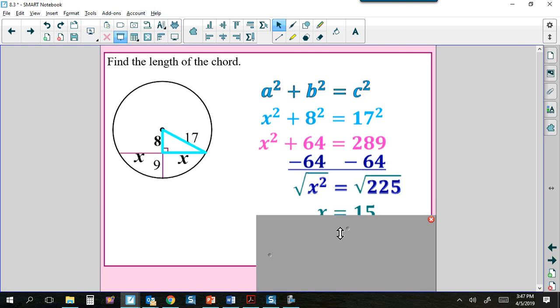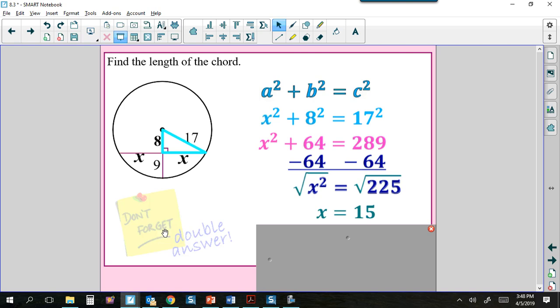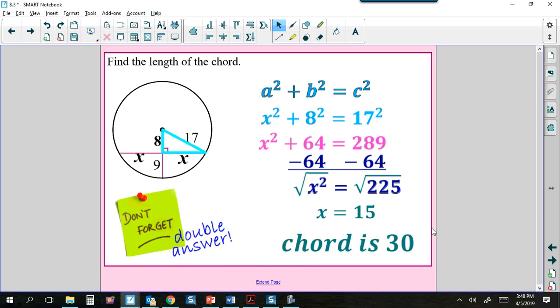Well, x is equal to 15, and the problem asks, find the length of the chord. On your test, there will be an answer choice, 15, and it's wrong. And so many students get this wrong. They did all the work right, they knew what to do, but then they get the problem wrong. Because you put that x is 15, you get so excited your answer is there. And I agree with you, x is 15, but the length of the chord is 2x. So therefore, the length of the chord is going to be 30.